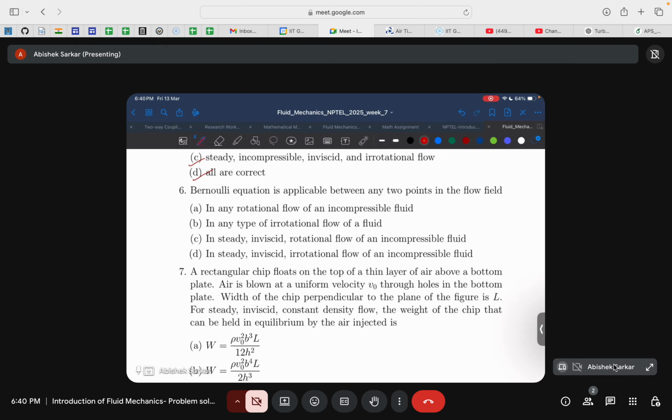So you can see that, as we already discussed, Bernoulli's equation is applicable for any 2 points in the flow field if the flow is irrotational. But given that it has to be steady, inviscid as well as incompressible or constant density, this option D would be the correct answer.